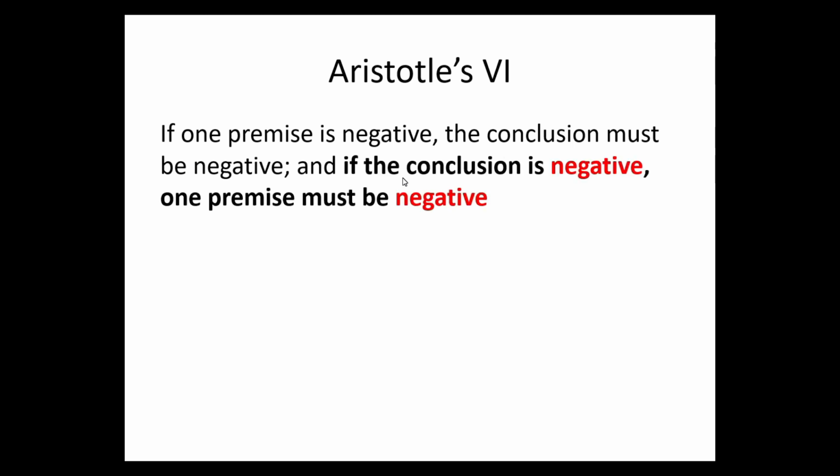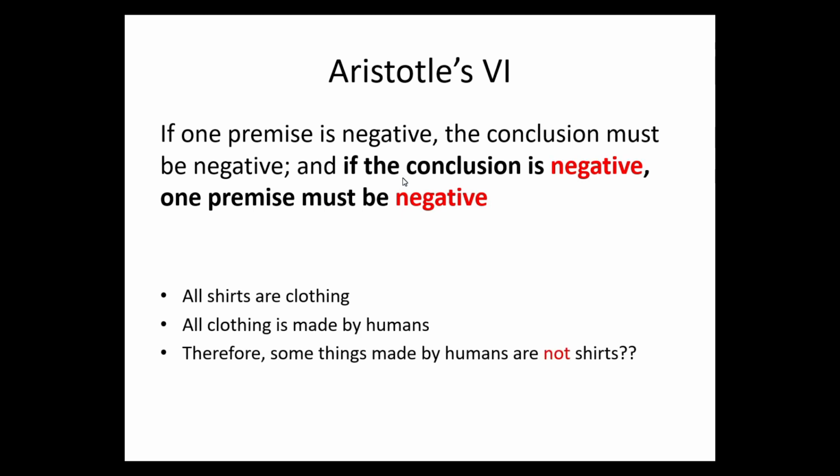I'll give you a version of it. All shirts are clothing. All clothing is made by humans. Therefore, some things made by humans are not shirts. Well, the concluding sentence is true. It's just not logically derivable from the premises. It doesn't follow. If we want to conclude that there are more things in the human-made and the clothing categories than just shirts, then we need to establish these facts in the premises.